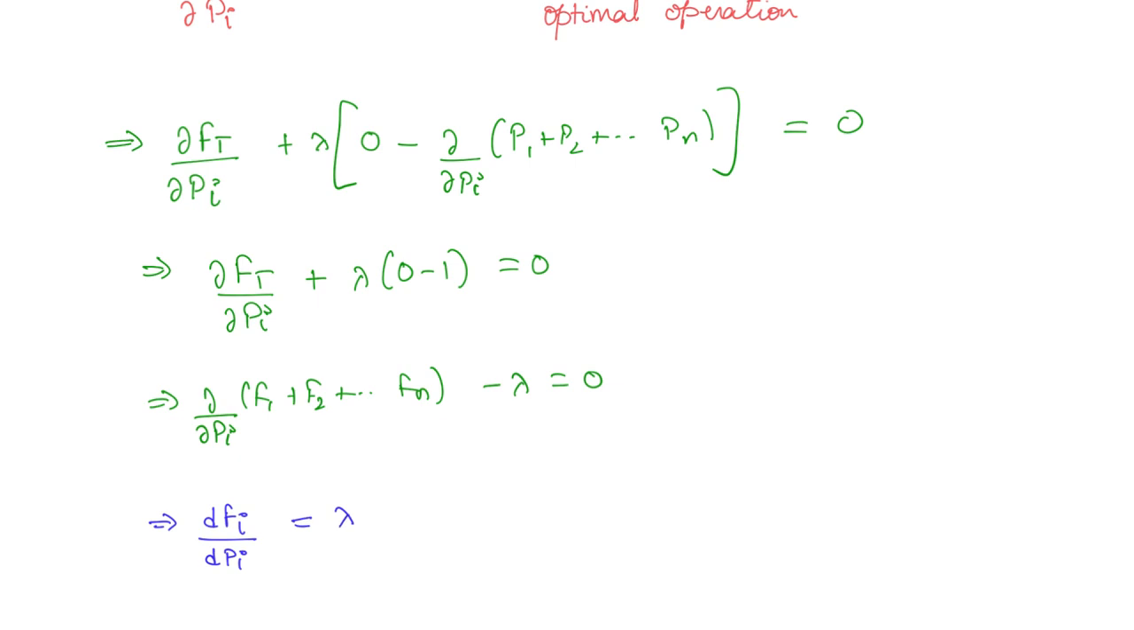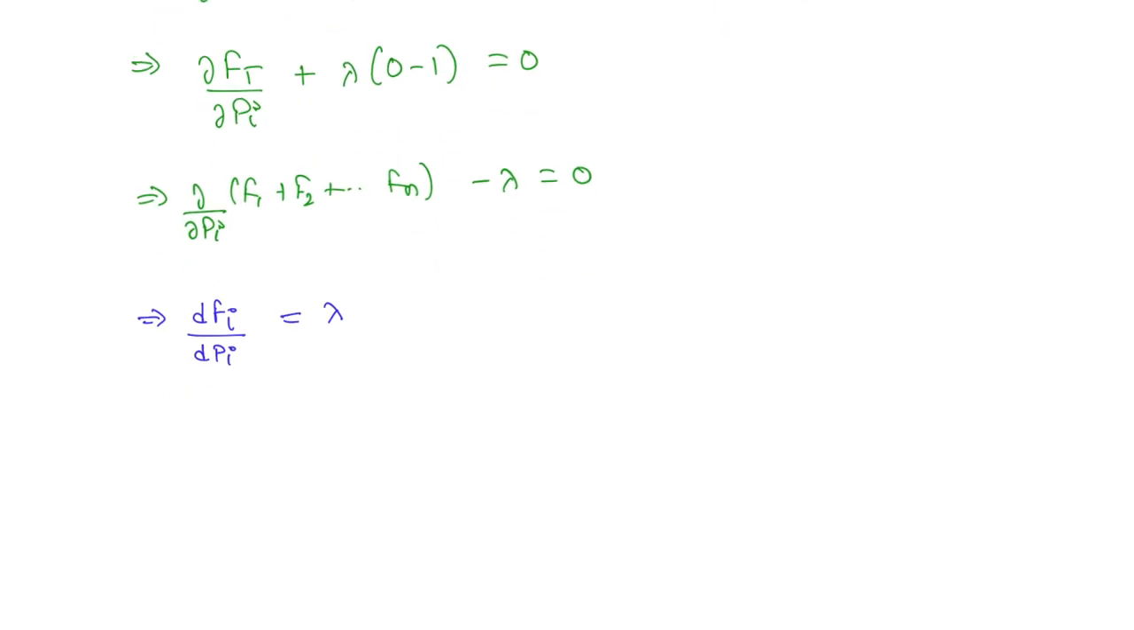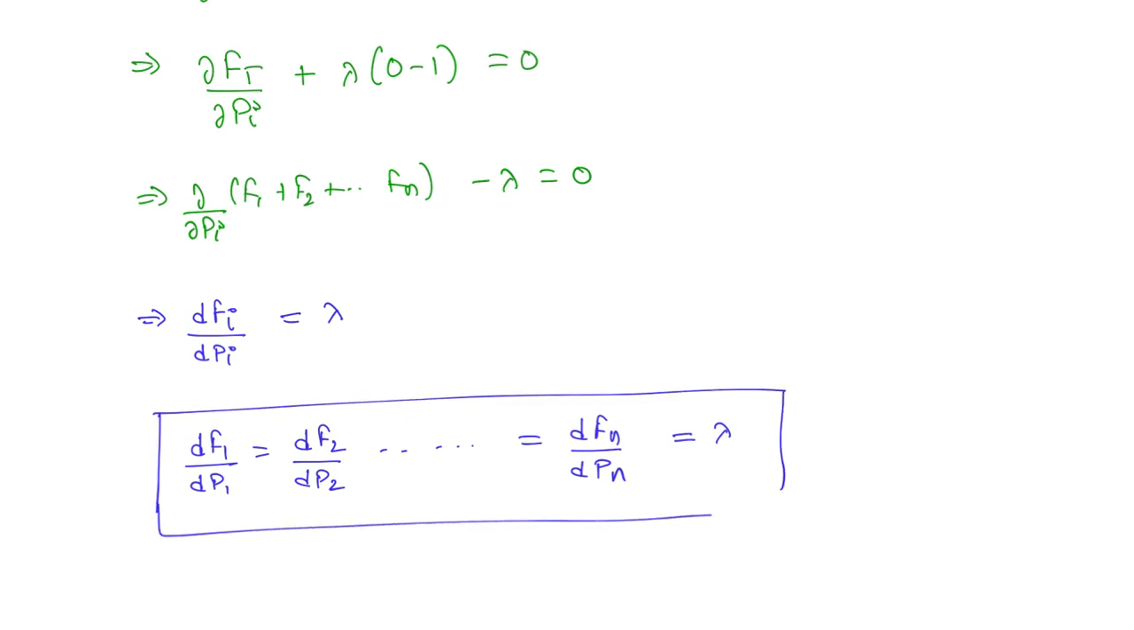So here in place of i you can substitute 1, 2 and so on till n, right? So you can get that the incremental fuel costs, all of these should be equal to one another: dF1 by dP1, dF2 by dP2 and so on till dFn by dPn. This is equal to lambda. So this is the condition for optimal operation, but here we have neglected the transmission losses.